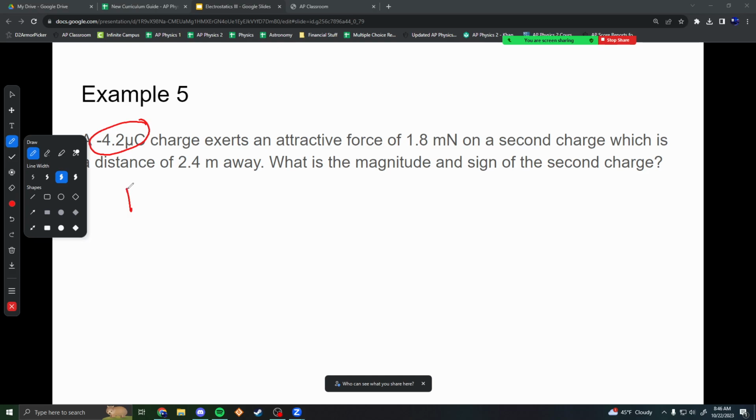So we have our Coulomb's law here. Fe is equal to kq1 q2 over r squared. And I'm looking for, let's say I'm looking for q2. It doesn't really matter between 1 and 2 which one I'm looking for, but I'll say I'm solving for q2. So q2 is equal to the magnitude of the force between them times r squared divided by k times q1.